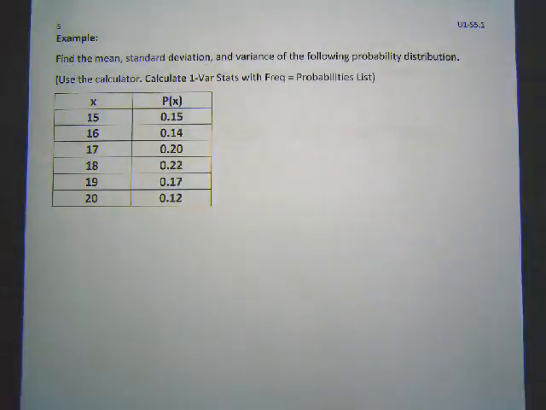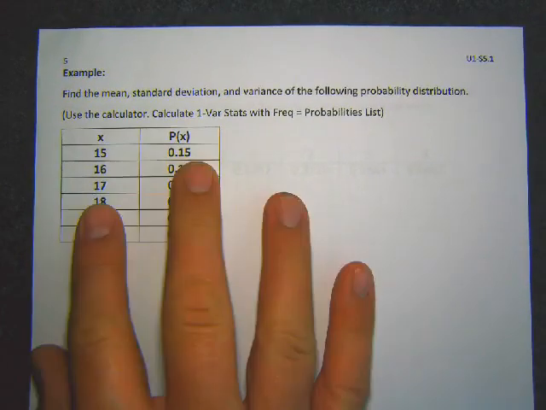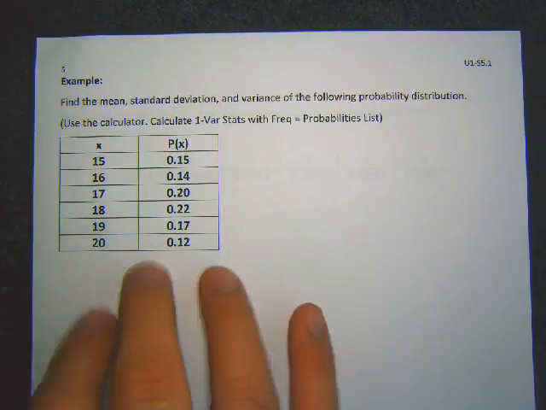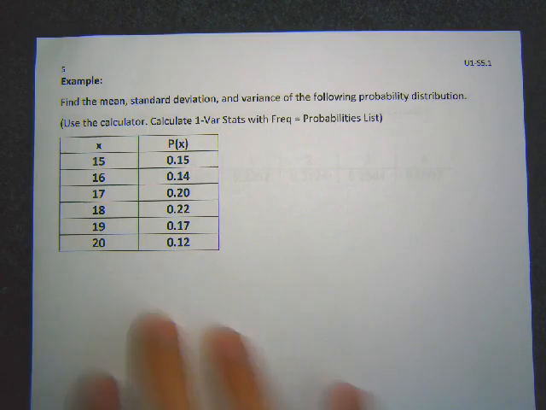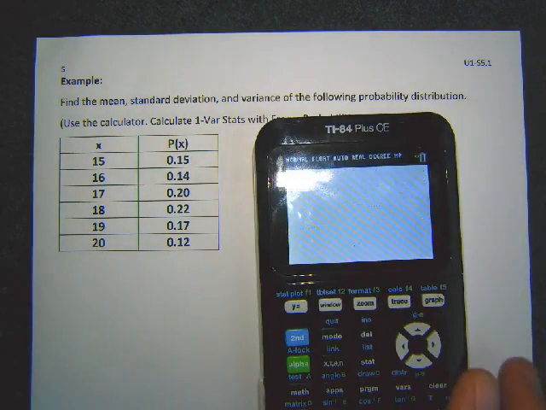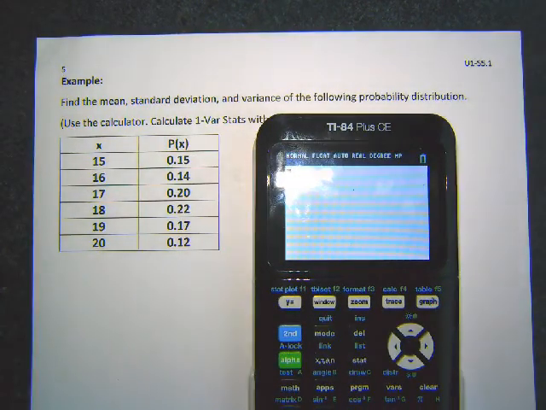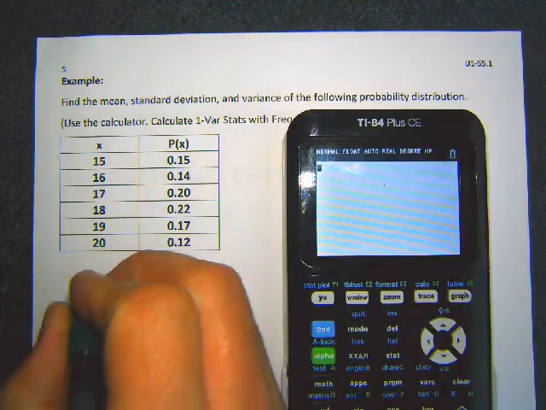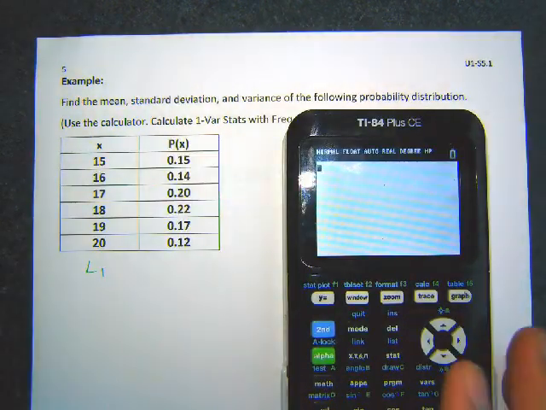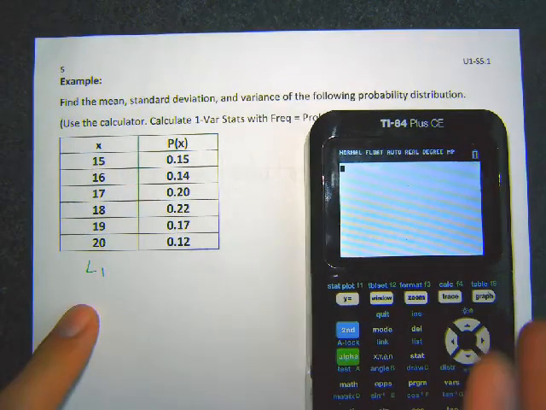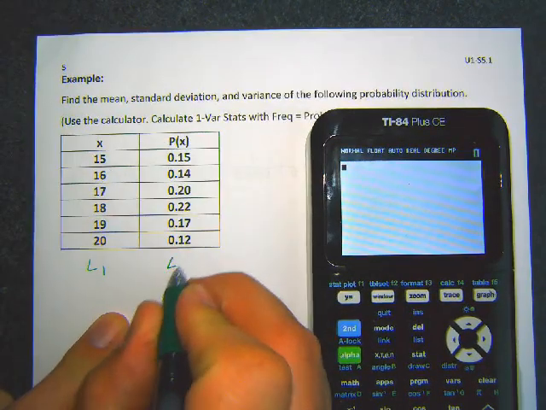So let's do another set. This is a new list. But this time, instead of doing it by hand, we're going to find the mean, the standard deviation, and all that using a calculator. So to do this, we're going to put these in our lists in the calculator. I'm going to make the x values, the actual values that we're getting, list 1, and then the probabilities is going to be my list 2.